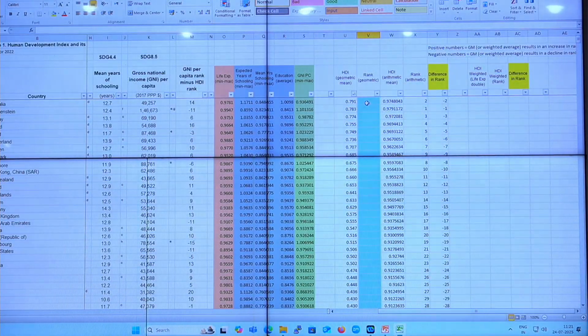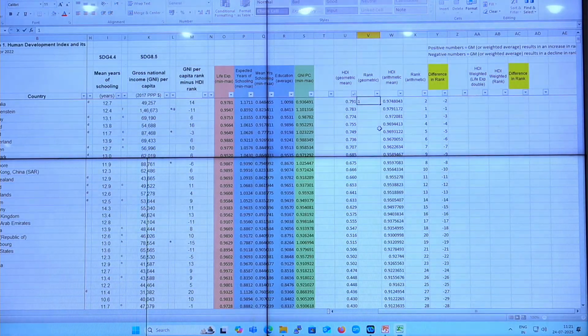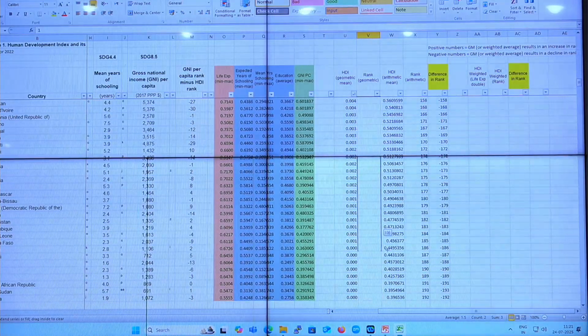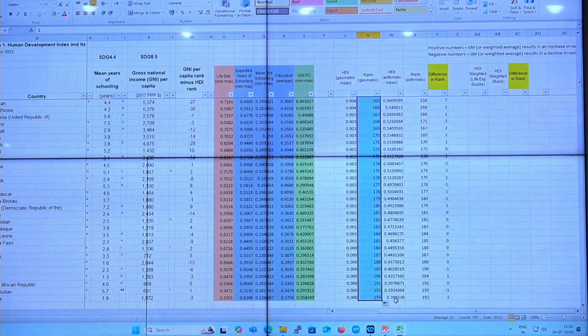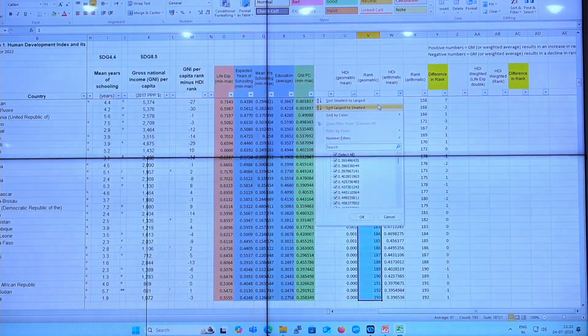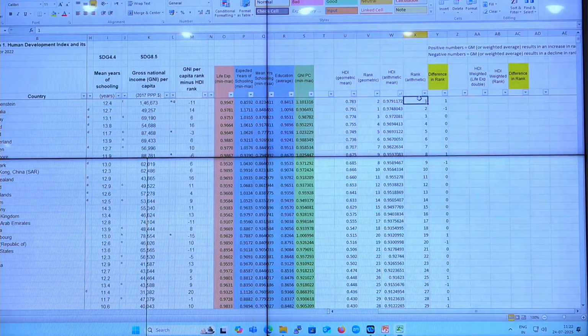So I then just added a 1 and a 2. And then Excel has a handy feature where if you just pull that down, it will continue the ranking all the way down to 193. That makes sense? And you can do the same if you sort the arithmetic mean from largest to smallest, you can do the same process.